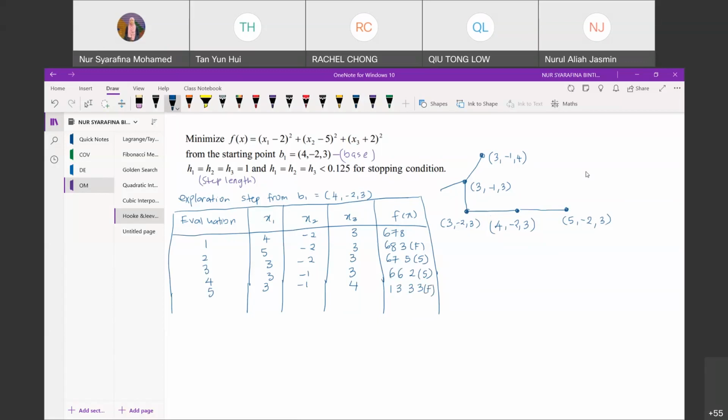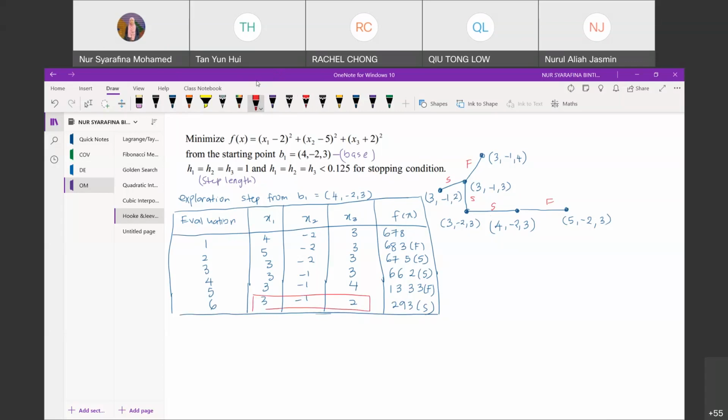And then again, we move to the back, which gives you (3, -1, 2). The value becomes 293. So this is the most successful between all evaluations. Is that clear? This is fail. This is success. This is success. This is fail. This is success. Clear or not? So now this is your new base.